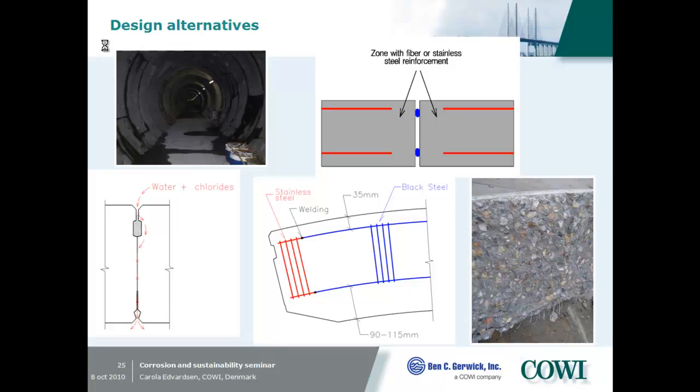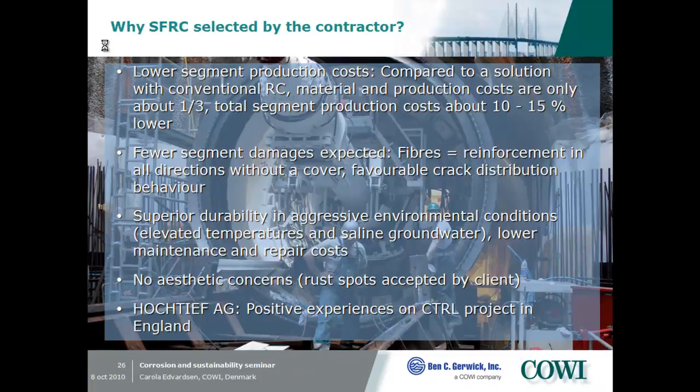And one solution was to use stainless steel, here again, or to use steel fibers. And the contractor was a German contractor, Hochtief. He selected the use of steel fiber. The first thing is he selected it because it was less expensive. It saved him about 15% of the total costs. The other thing is it gives less damage at a segment.